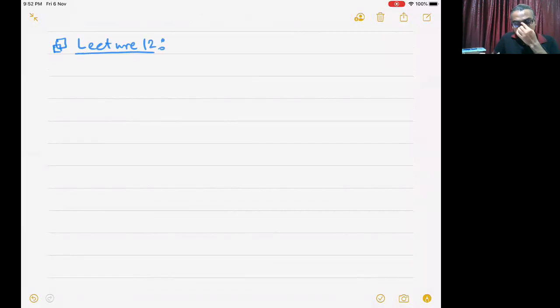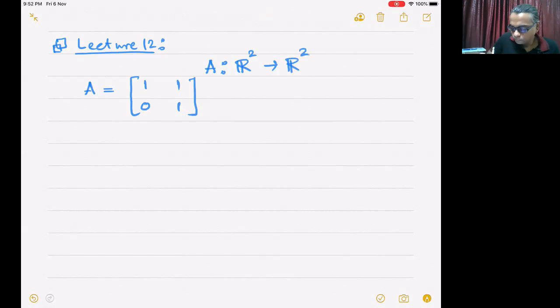So as I was saying, there could be situations where there is a deficit in the number of linearly independent eigenvectors. One can look at very simple examples, like suppose I have this matrix A, which is [1 1; 0 1]. This matrix can be viewed as an operator from, say, R2 to R2. It's a linear operator. It takes a vector x and maps it to Ax.